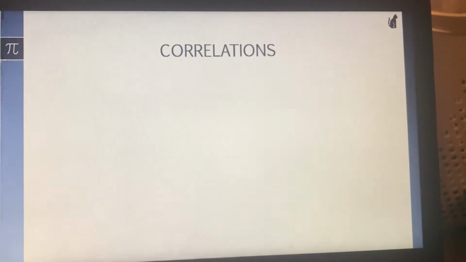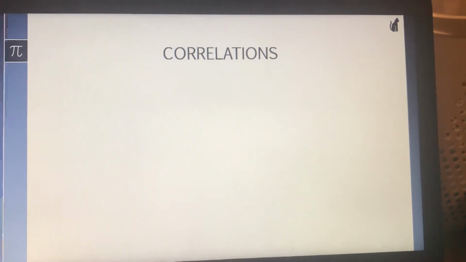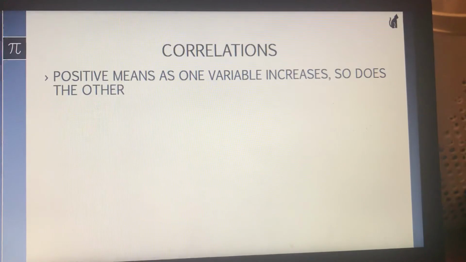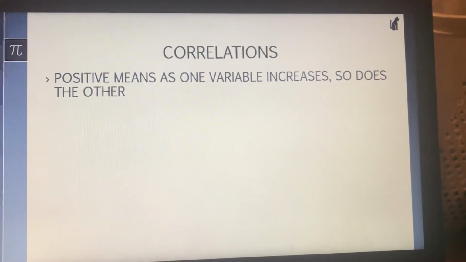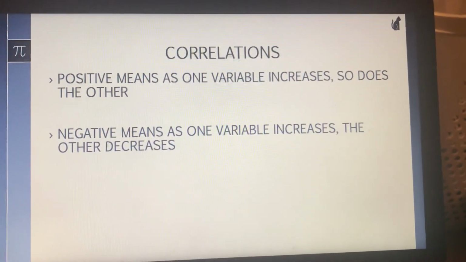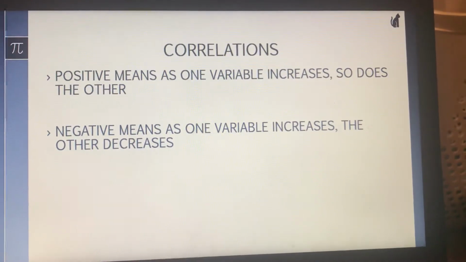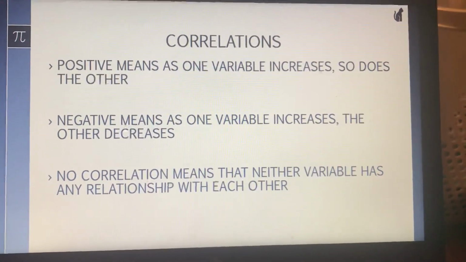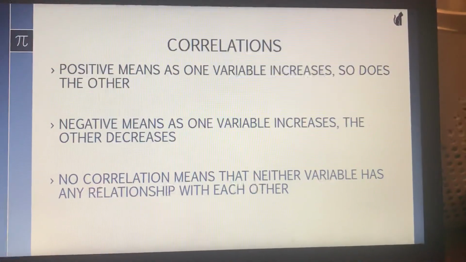Okay, the three correlations that I was talking to you about are positive, which means as one variable is increasing, so does the other one. Negative, which means one variable is increasing and the other one is decreasing. And no correlation. This means that neither variable has any relationship with each other.